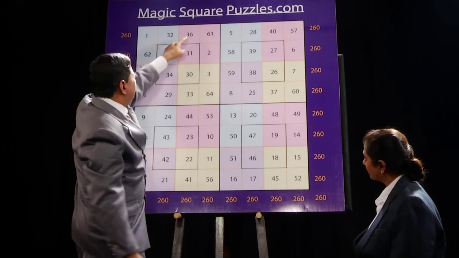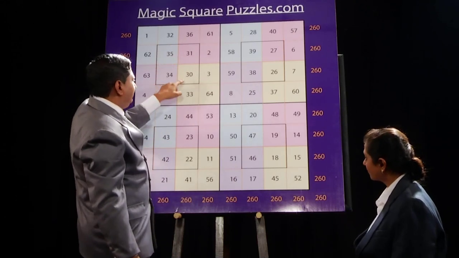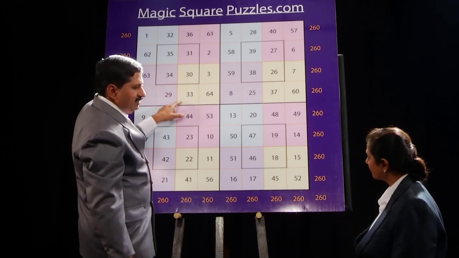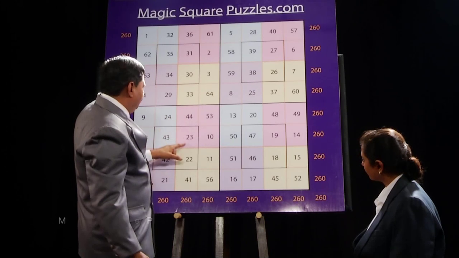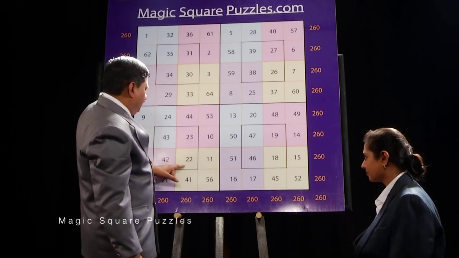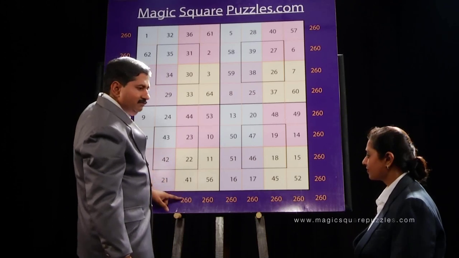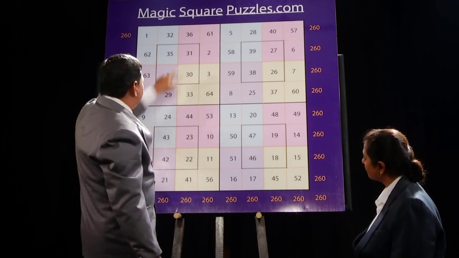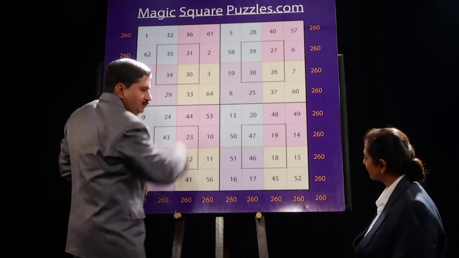Okay. Now we will see this one. 36 plus 31 is 67. 67 plus 30 is 97. 97 plus 33, 130. So here we get 130. And 44 plus 23 is equal to 67. 67 plus 22 is 89. 89 plus 41, 130. Okay. So this four gives you 130 and this four gives you 130. Totally you get 260.